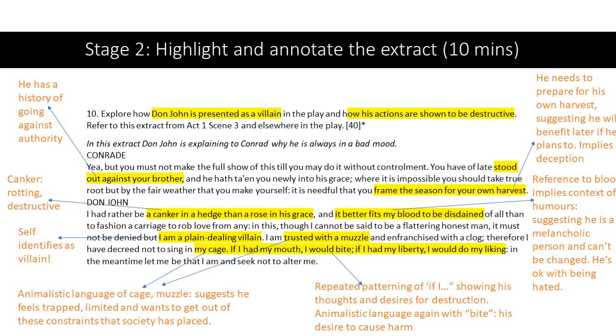And then you've got, "If I had a mouth, I would bite. If I had my liberty, I would do my liking." You've got repeated patterning of "if I," showing his thoughts and desires for destruction. Animalistic language, again with "bite," indicates his desire to cause harm.